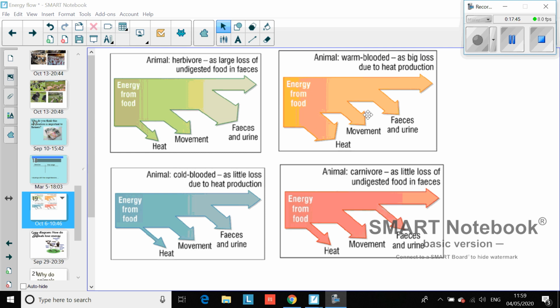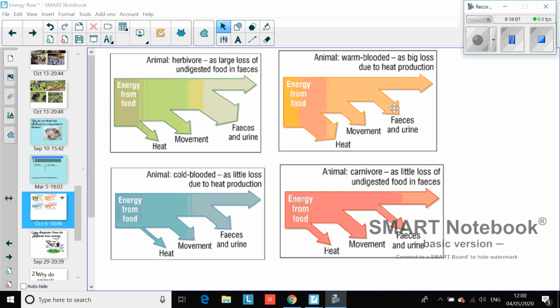Now, how do we know it doesn't eat plants? How do we know it's a carnivore? Well, look at this one. This one over here was really big because a lot of plant material is very difficult to digest. But this, much less, is being wasted as feces and urine, which means the food they eat is easier to digest, which tells you that this is a carnivore.